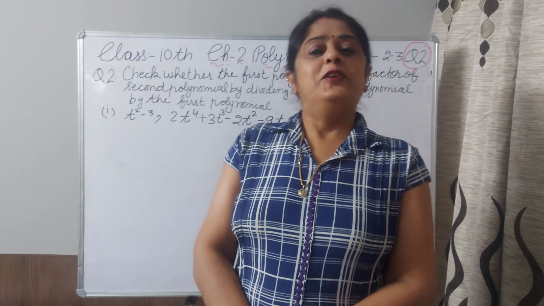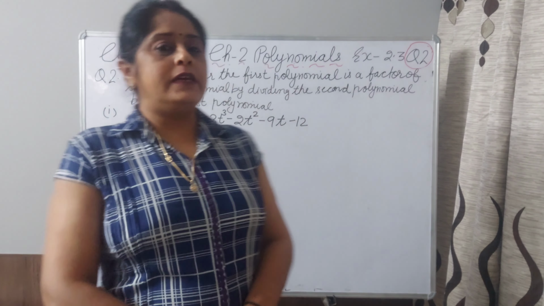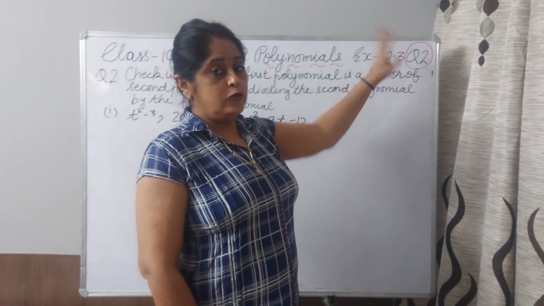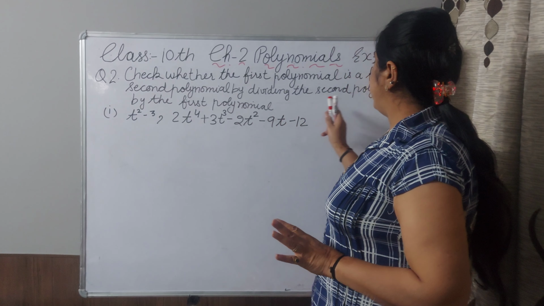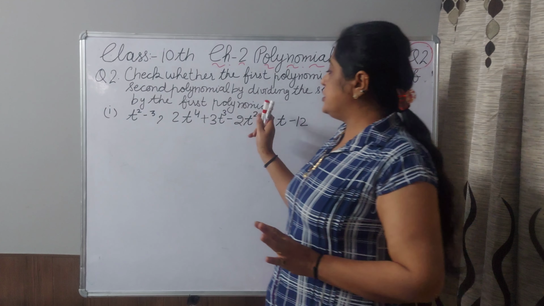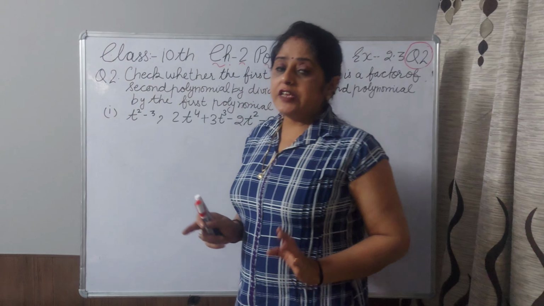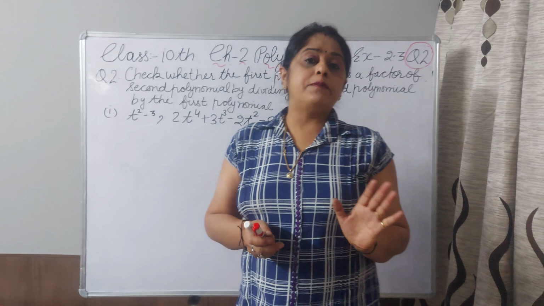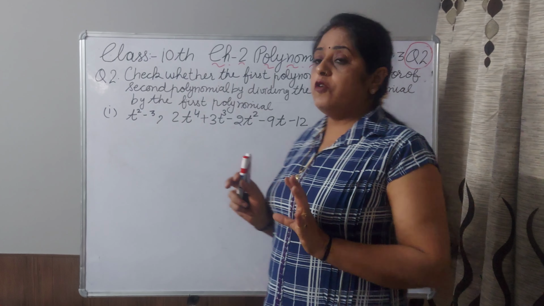Hello everyone. Today I will explain for class 10 chapter 2 polynomial exercise 2.3 question 2. The statement is: check whether the first polynomial is a factor of the second polynomial by dividing the second polynomial by the first polynomial. This is our second polynomial and this is our first polynomial. By dividing like we have done in the first sum, you can check the previous video, and then you have to tell whether it is a factor or not.